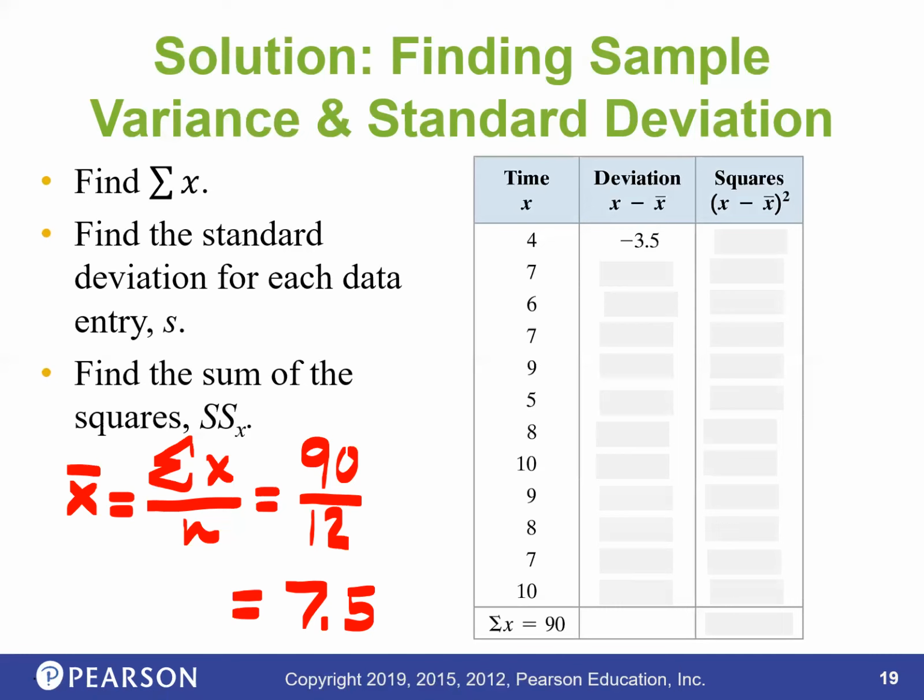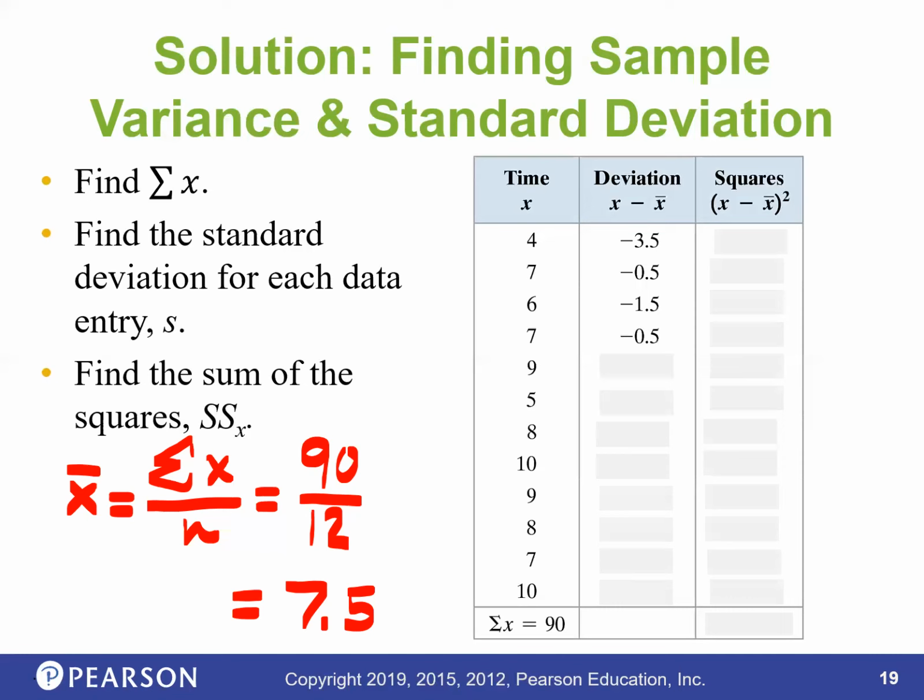83.5. Awesome. What is 7 minus 7.5? Negative 0.5. Perfect. 6 minus 7.5. Sweet, negative 1.5, it's 1.5 units lower. Hey, the 7 repeats itself. That's the easy one.